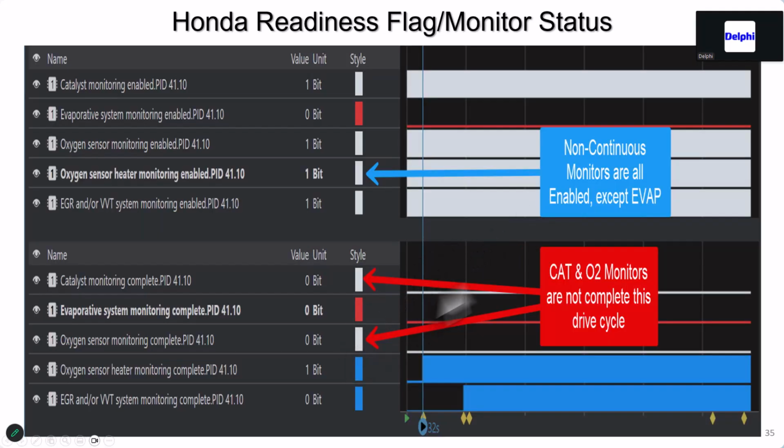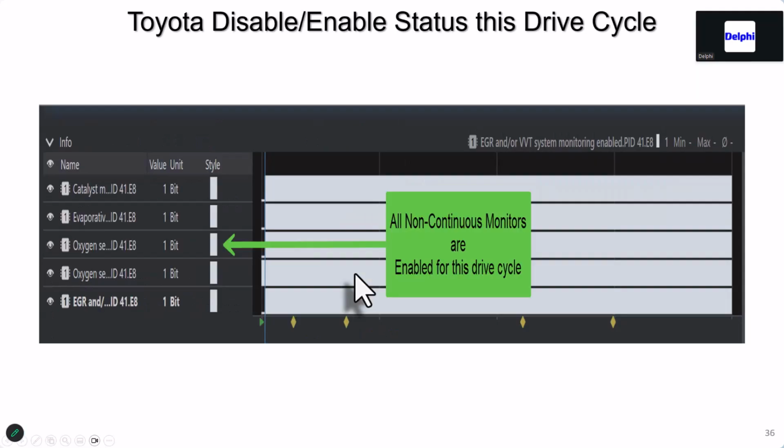Here's what we're looking at. So let's go through here first. We turn the key on. All the whites mean that we should be able to run those tests this key cycle if we meet the criteria, except for evap. It's blocked out. Down here, we drive it. These two run. VVT, oxygen sensor heater run. Evap is still disabled. And these two have not run yet this key cycle. So we either need more driving or we have a problem.